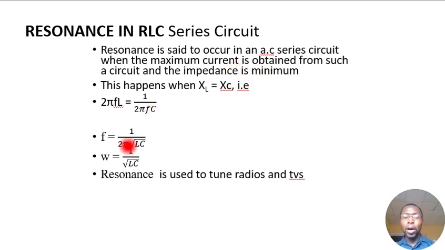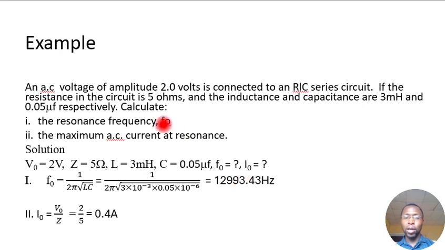So by formula, the frequency obtained when there is resonance is equal to 1 over 2π root LC. That's the formula. And also the angular frequency is 1 over root LC. We use resonance because of this: that's why we could tune our radio and hear what is happening on our radio and on our TV station as well. There's a lot of resonance occurring in an AC circuit. All right, so let's see an example on this.